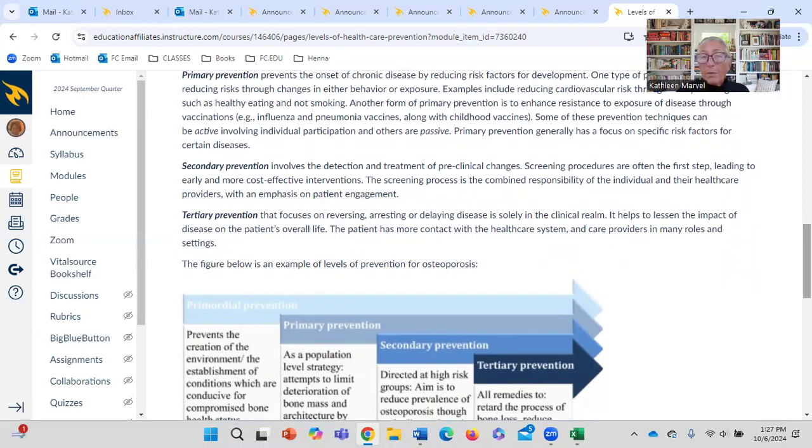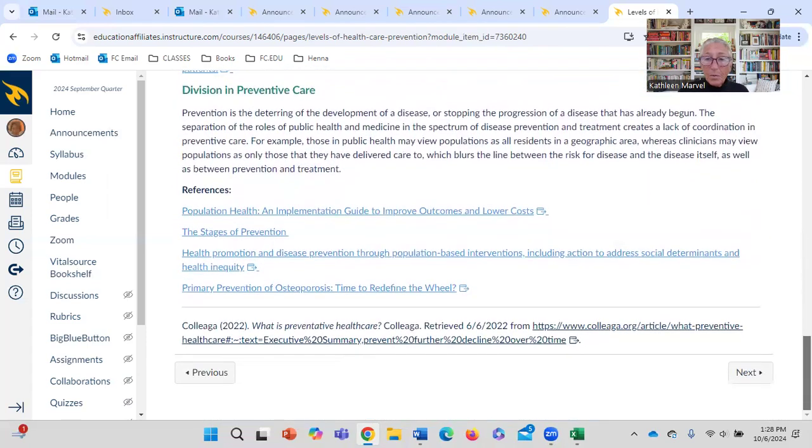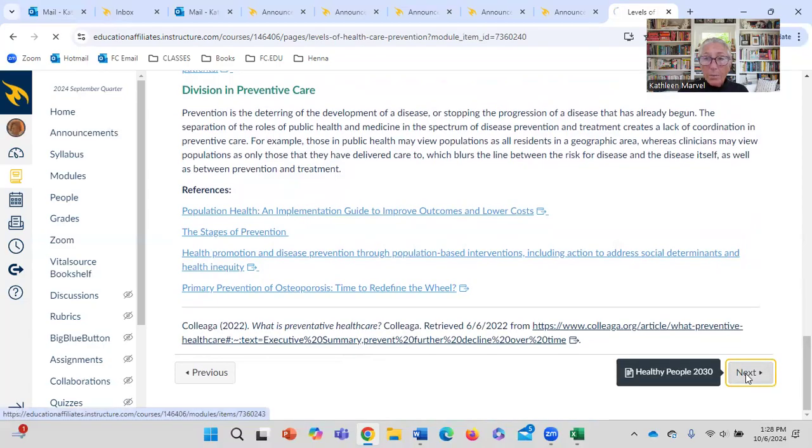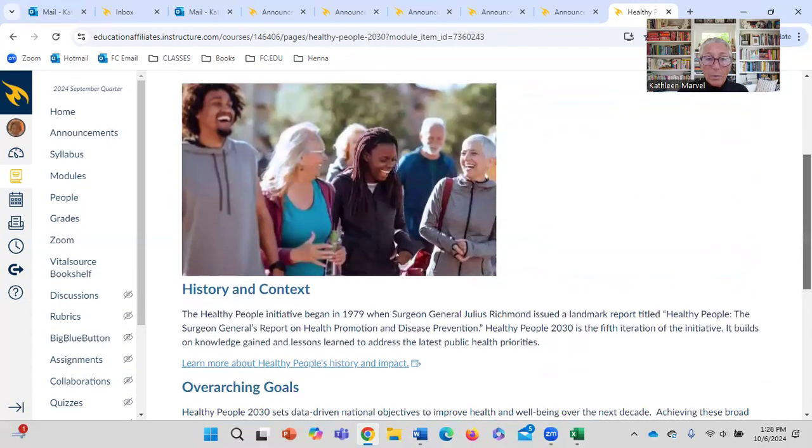So if a school nurse is working with kids on making sure they take their medications, they're taking medications because they already have something: a diagnosis, a condition, asthma, diabetes, seizures. The key with tertiary is that they have to have something already going on. So have a look at your reading page with regards to the levels of prevention. And the third concept we cover is Healthy People 2030.